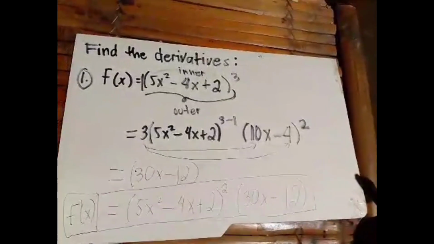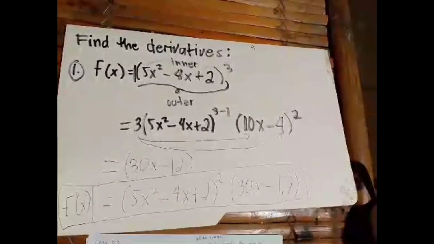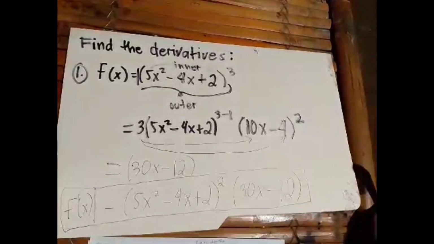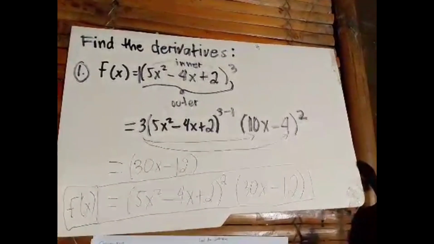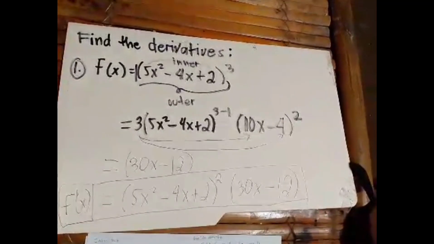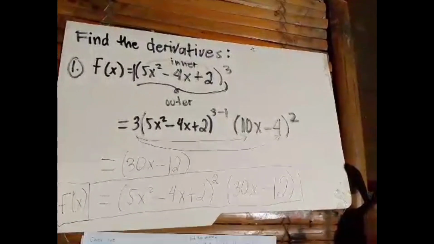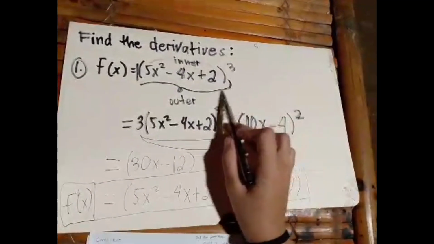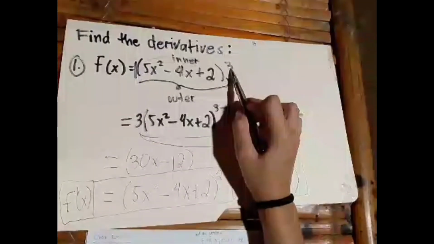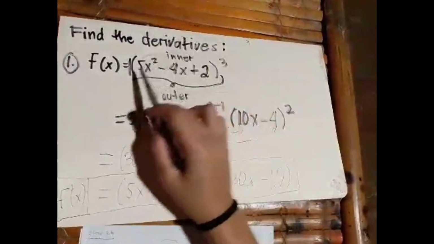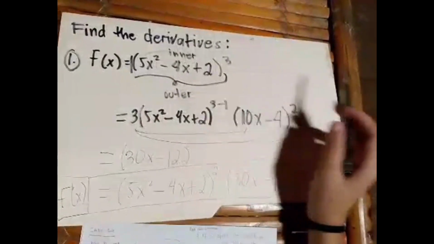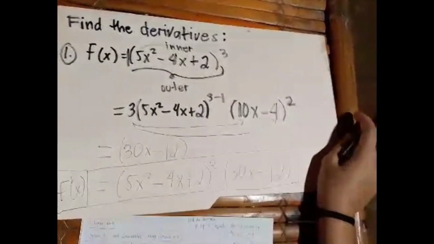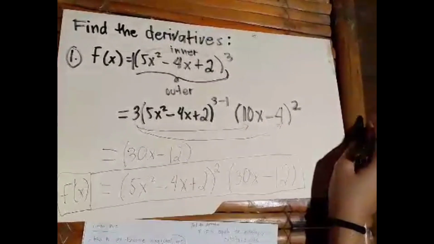My name is Chini F. Visares and this is an example of the chain rule. So, our example is f of x equals 5x squared minus 4x plus 2, then cubed. Next, we identify the outer function and the inner function. So, the outer function is the cube. And then, our inner function is 5x squared minus 4x plus 2. We will copy the inner function first.